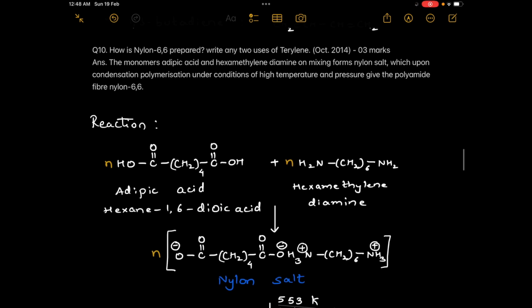Let's move on to the next question. How is nylon 6,6 prepared? That's the first part of the question. Earlier we have discussed write the chemical reaction of nylon 6,6. So how is it prepared? We have to write down the theory part.